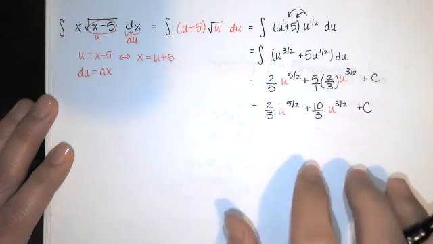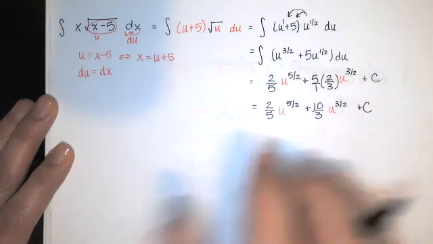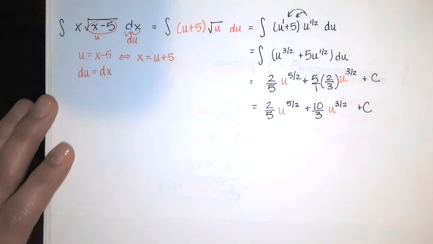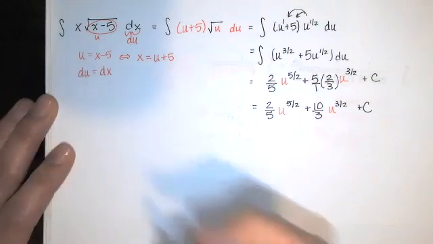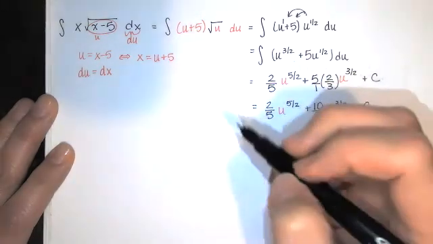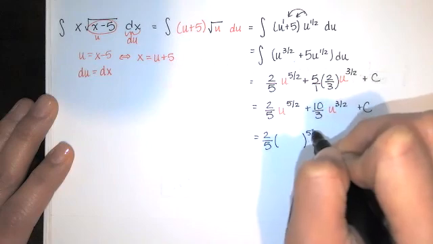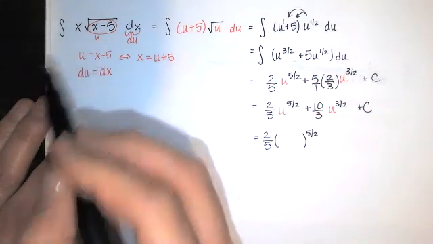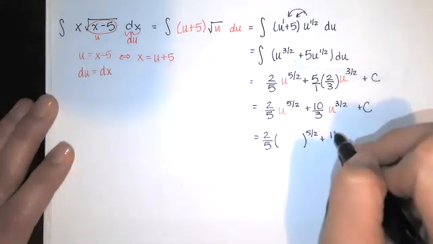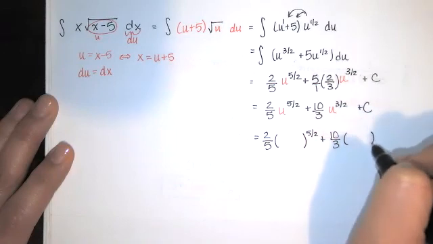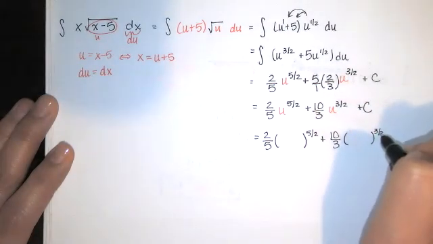It's not our answer yet. We're almost done. You guys know what the last thing we need to do is? Don't forget to back substitute. We need a final answer entirely in terms of x, the original variable. Right now the answer is in terms of u, and that's not what we want.